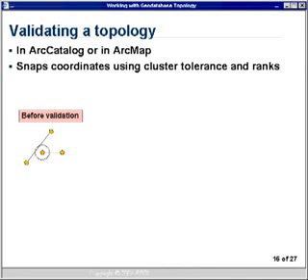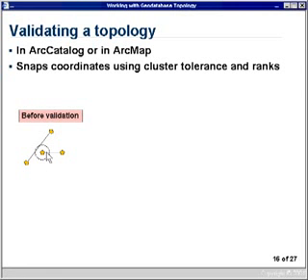Validation is the snapping of coordinates using the cluster tolerance and ranks. It can be done in ArcCatalog or ArcMap. One thing to note, though, is if you're in ArcCatalog and you do a validation, you cannot undo. So unless you have a backup of your data, the way the features have snapped together during validation cannot be undone. However, in ArcMap, you do it in an edit session, so you can go in and you can undo if you don't like the way the features snap together by using the cluster tolerance.